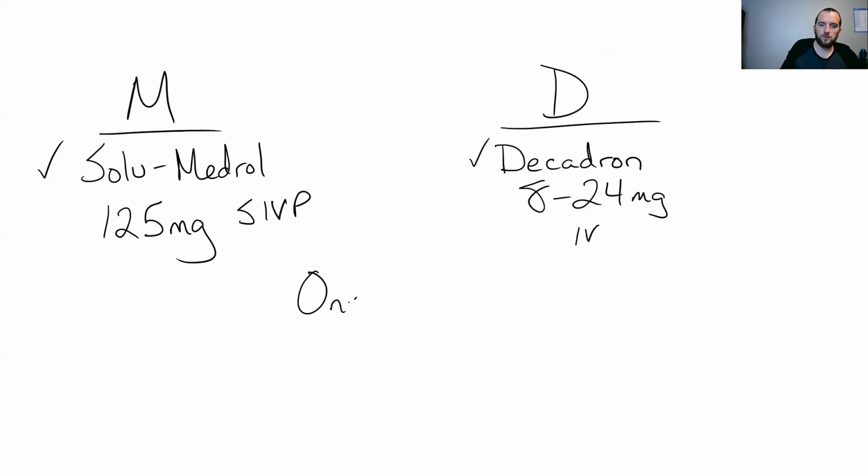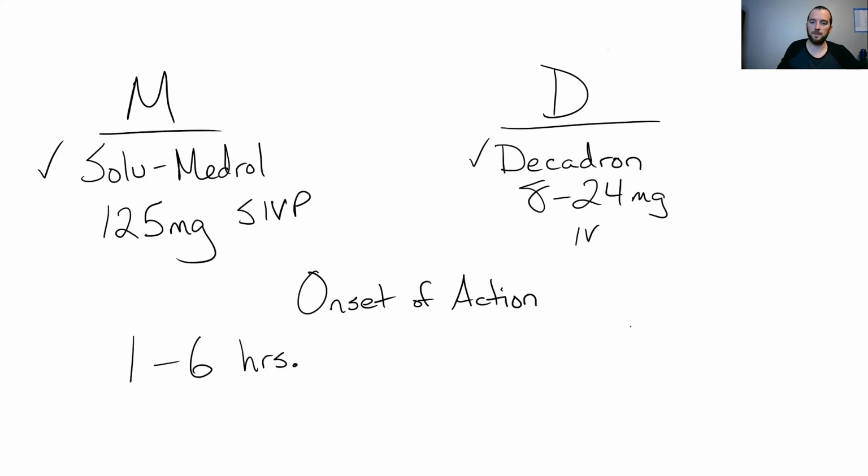And it really gets down to the onset of action, which is really, when does the medication start to work? Solu-Medrol will start to work in 1 to 6 hours. Decadron is a little bit worse even. It'll start to work in 4 to 8 hours.